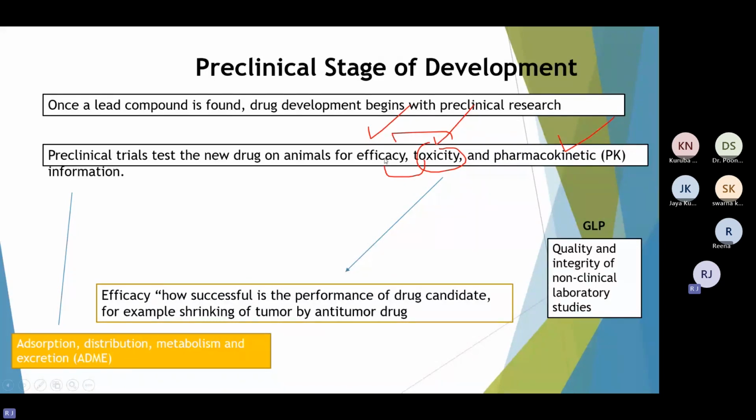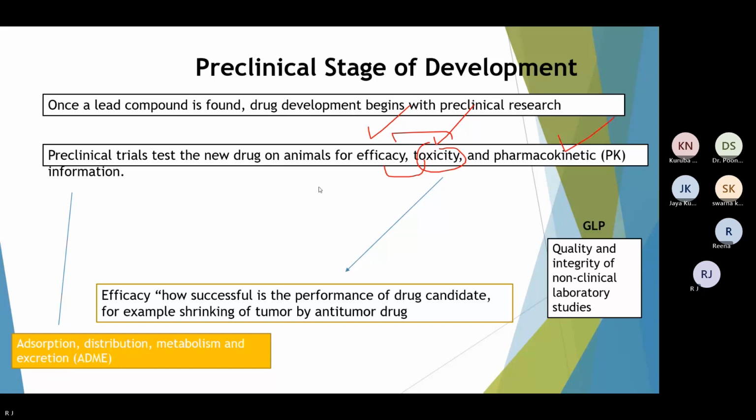Now, what do you mean by efficacy? Efficacy is nothing but it tells how successful is the performance of the drug candidate. For example, if we are making an anti-tumor drug, then how well the drug is going to shrink that particular tumor is called the efficacy of that particular drug.